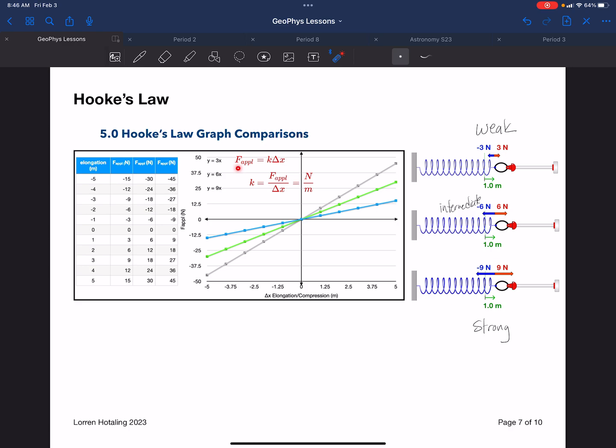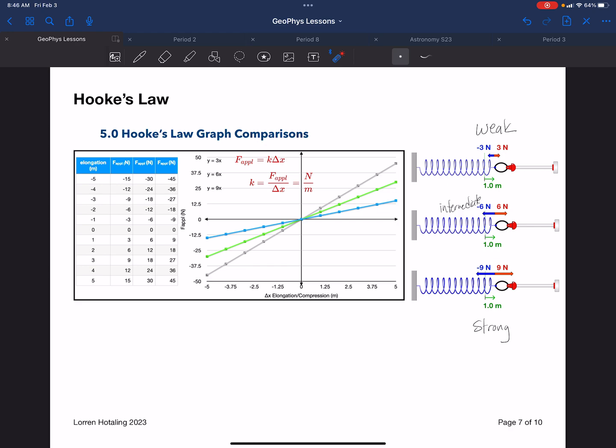And if you recall, Hooke's law is F equals k delta x. And k, the spring constant, is the slope. 3, 6, 9. Weak, intermediate, strong. And strong represents as a steep slope.